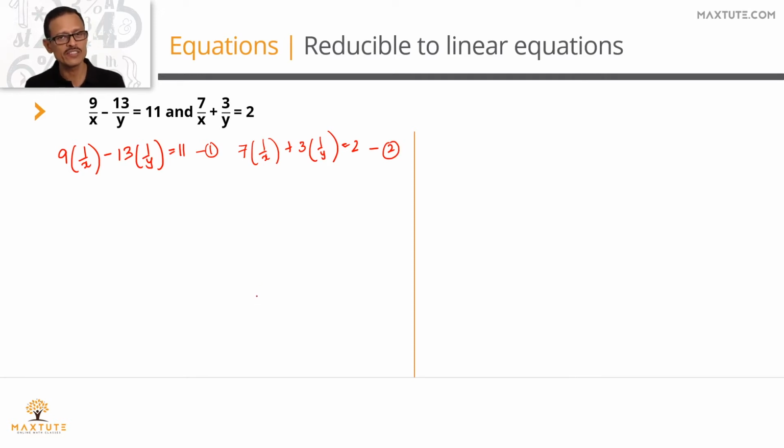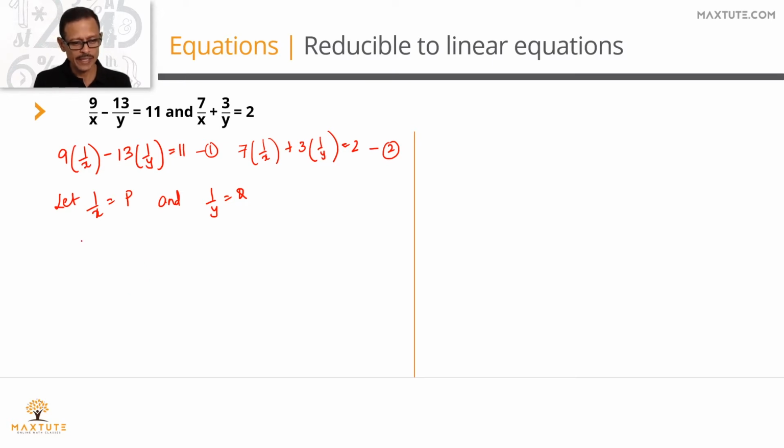We want our equations to look like a1x plus b1y. So let's assign variables to both 1 by x and 1 by y. Let 1 by x be equal to p, and let 1 by y be q. So wherever we see a 1 by x, let's replace it with p, and wherever we see a 1 by y, let's replace it with q.